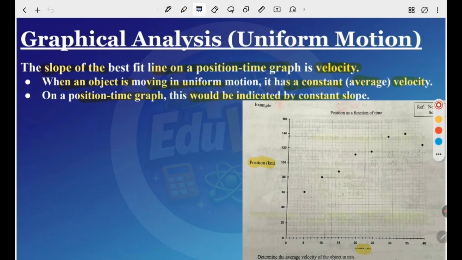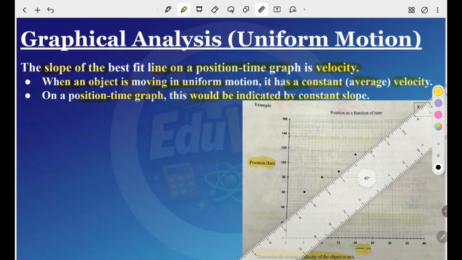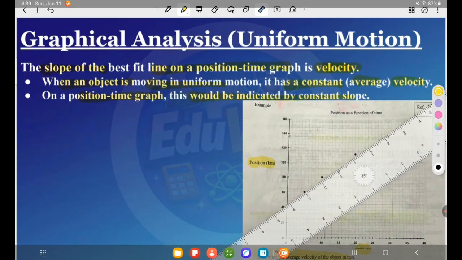So here we have an example for this. This image shows you an example: we have a graph and we have to find the average velocity of an object in meter per second. So how can we find this? For this, we want a scale. We have to make the best fitted line.